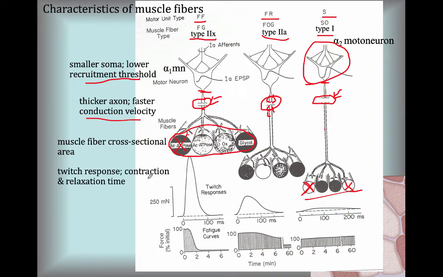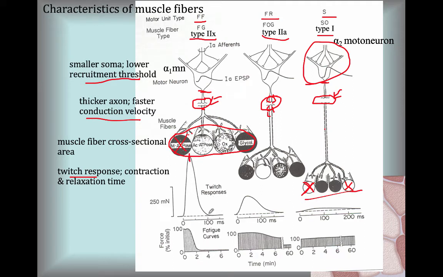What this is showing you is what's referred to as a twitch response, and so we send one action potential down this axon to the muscle fibers. They contract and relax, and what we get is a twitch. And so you can see a twitch in the type 2X versus a twitch in the 2A versus a twitch in the type 1. And you can see that one of the differences is, again, speed of contraction from 0 up to the peak and speed of relaxation.